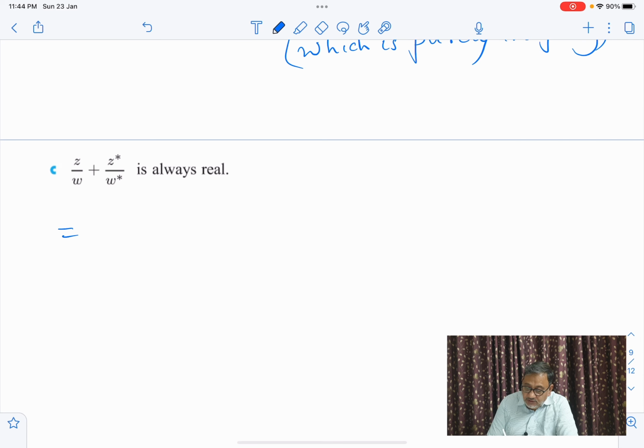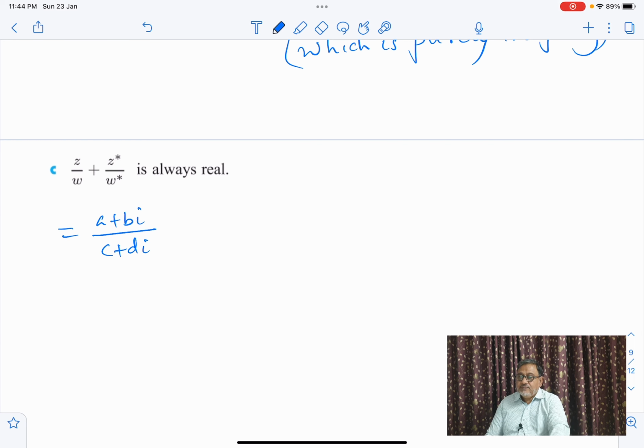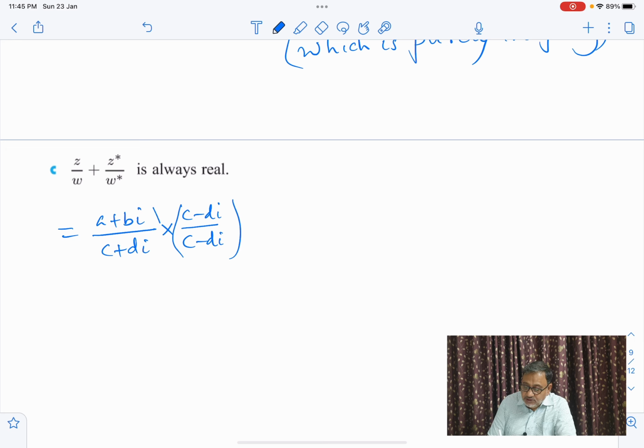So this will be Z means A plus BI divided by W means C plus DI. Okay, and this I will directly multiply by the conjugate of the denominator, the complex conjugate of the denominator, C minus DI, C minus DI. So this and this I am getting multiplied together, then plus between them.